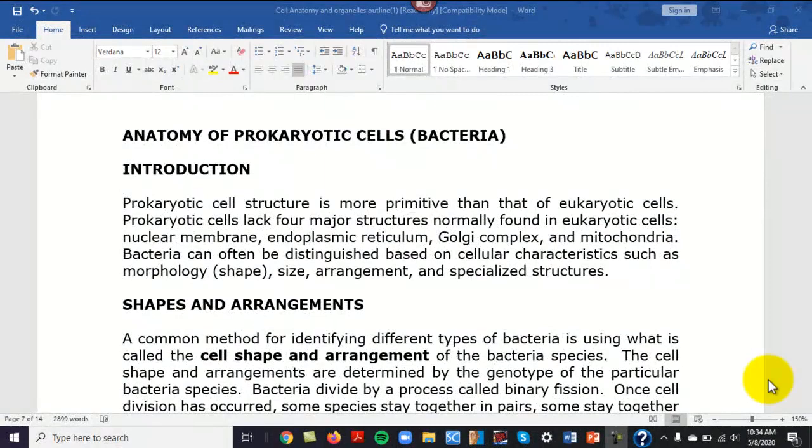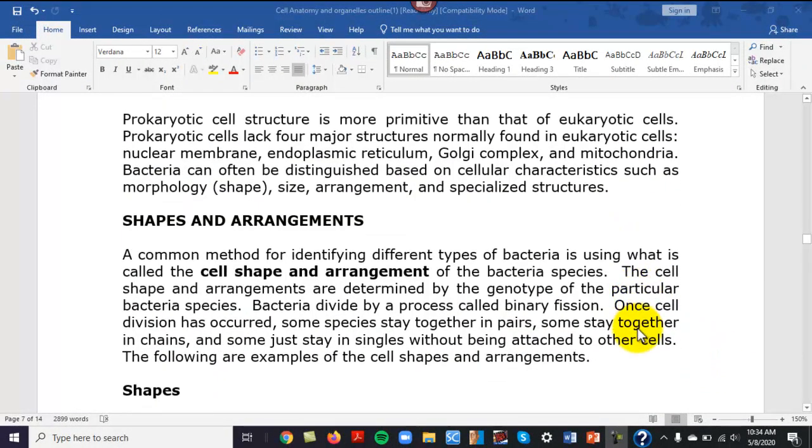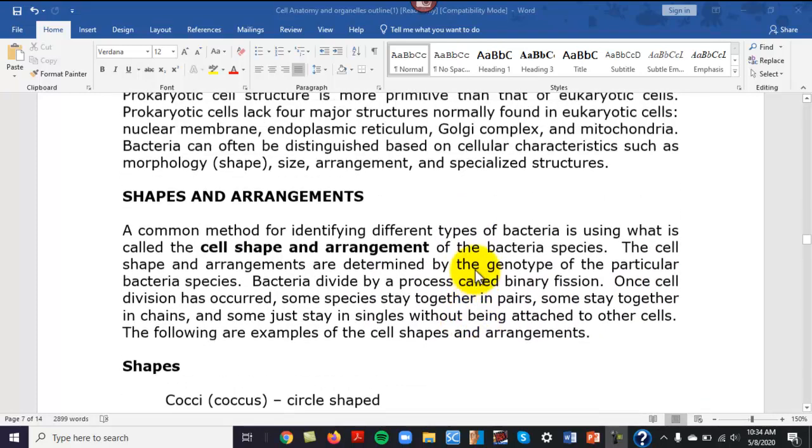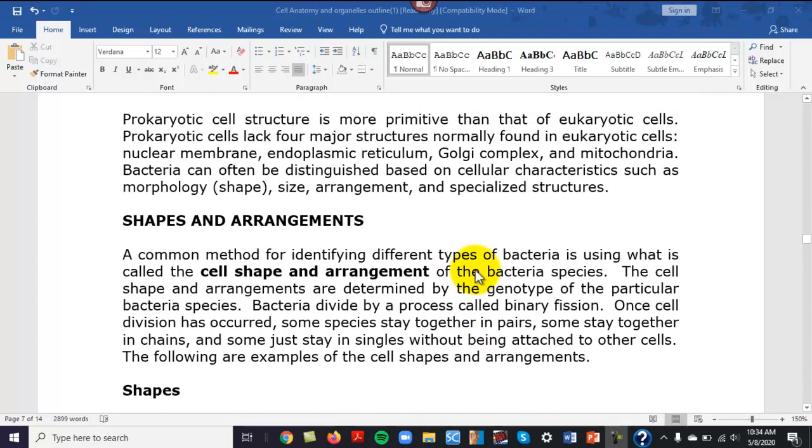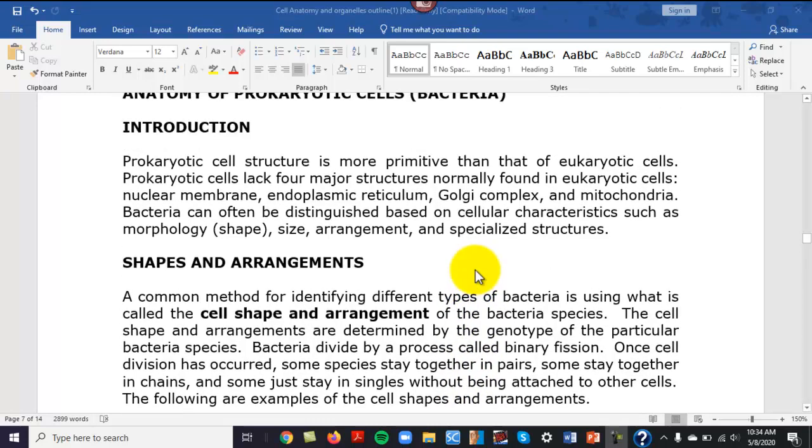This video is going to cover prokaryotic cells and what are called the cell shapes and arrangements. Really more of a lab thing as far as the cell shape part. But what happens is bacteria, when they divide, and we're talking about bacteria now, they're very simple. Like it states up here, they do not have membrane-bound organelles, and they divide by a process called binary fission.